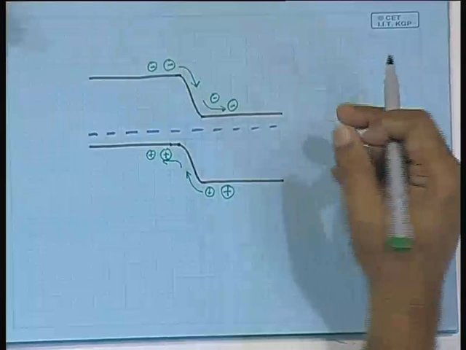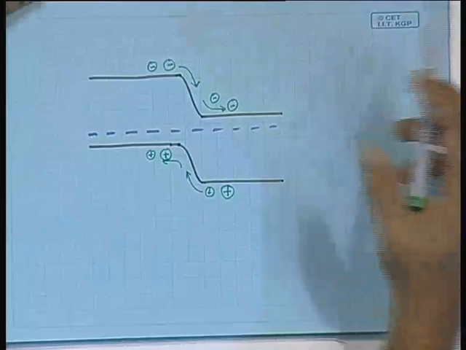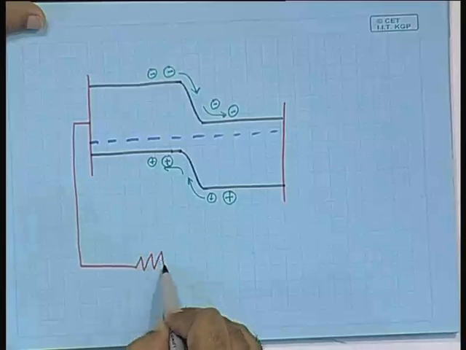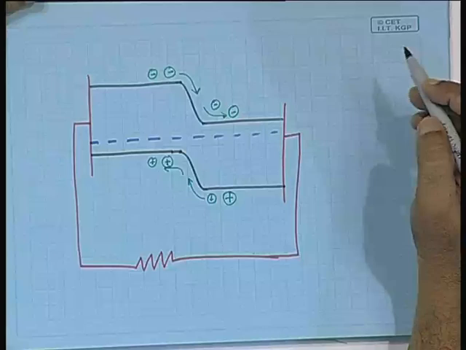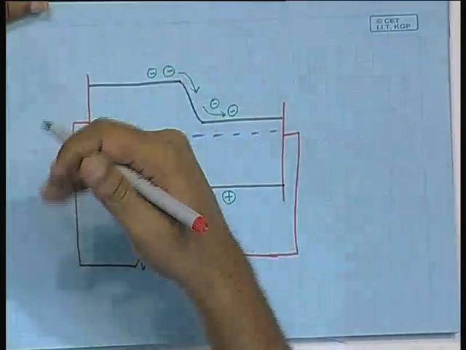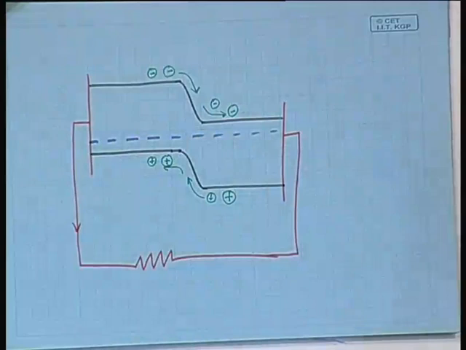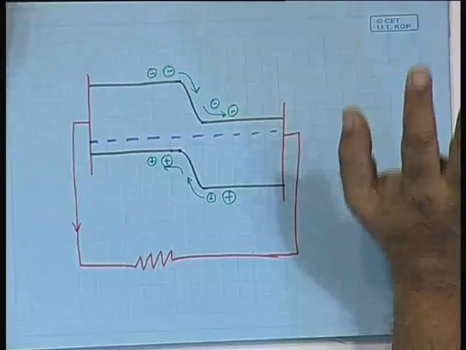Okay. And if you put some kind of a charge collector in the two sides and connect by means of a resistance, then the charge flows continuously and you have the flow of a current. Okay. What will be the current's direction? No, outside. Like this. So, this is the essential theory behind the photovoltaic cell.